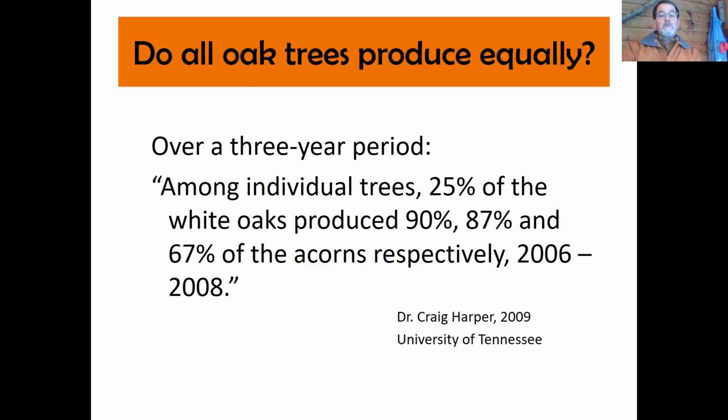Do all oaks produce equally? We've addressed that, but over a 3-year period, among individual trees, 25% of the white oaks produced 90%, 87%, and 67% of the acorns, respectively, over a 3-year period. So in other words, in the first year, these 25% produced 90% of the acorns. In the second year of the study, these 25% produced 87% of the acorns, and then it was a little bit lower in the final year at 67%.